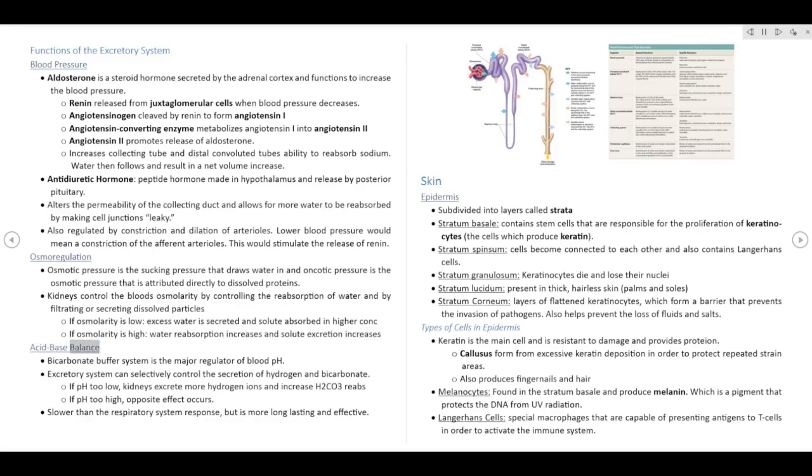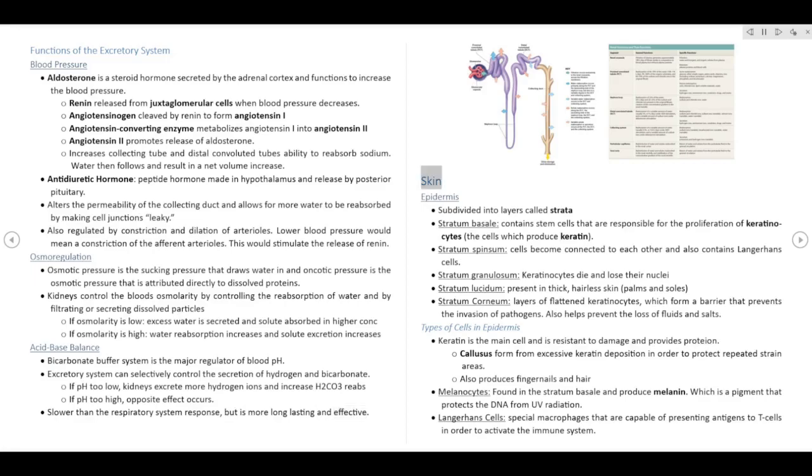Acid-base balance. The bicarbonate buffer system is the major regulator of blood pH. The excretory system can selectively control the secretion of hydrogen and bicarbonate. If pH is too low, kidneys excrete more hydrogen ions and increase H2CO3 reabsorption. If pH is too high, the opposite effect occurs. Slower than the respiratory system response, but more long-lasting and effective.